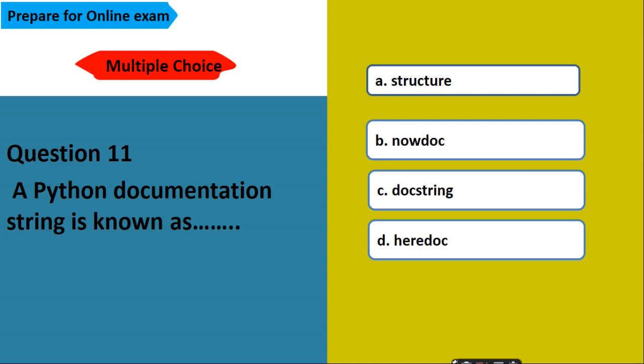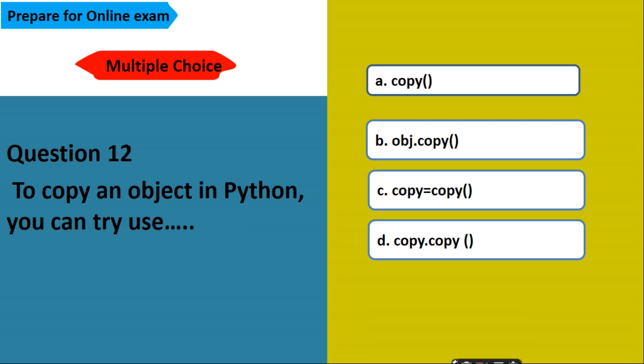Question number 11. A Python documentation string is known as. Options are A, structure, B, nowdoc, C, docstring, D, heredoc. And the correct answer is C, docstring. Here we are using the docstring.